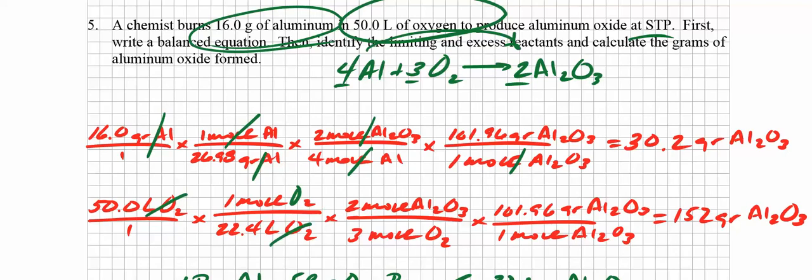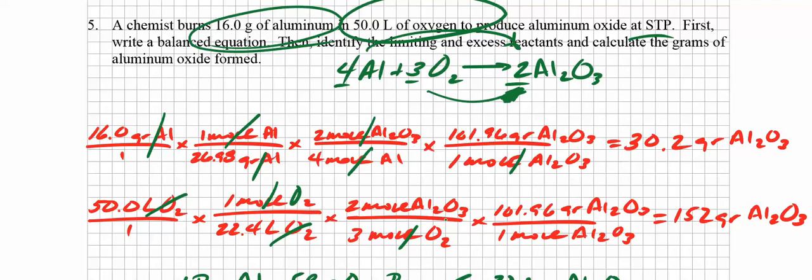Now what I'm going to do is a mole-to-mole bridge. 2 moles of aluminum oxide produced from 3 moles of oxygen. So 3 moles of oxygen producing 2 moles of aluminum oxide. So it's a 2 to 3 ratio. This unit and this unit are going to cancel away, and I'm left with moles of aluminum oxide, Al2O3.